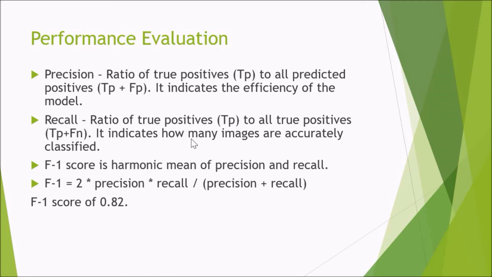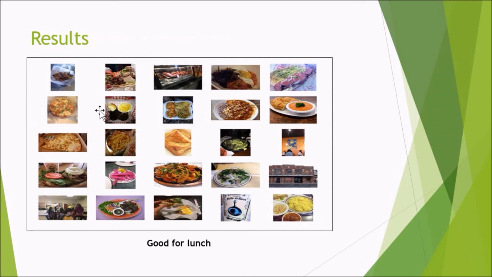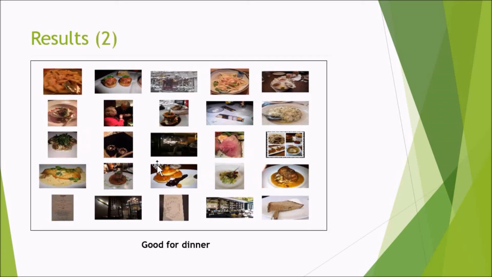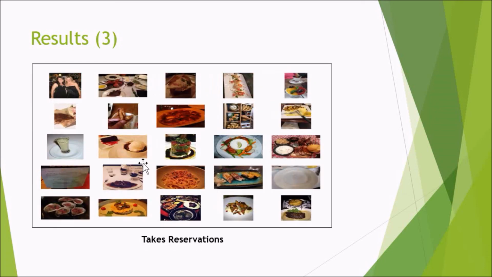For this particular competition, submission was graded based on F1 score. F1 score is the harmonic mean of precision and recall. F1 score mathematically is defined as 2 times precision times recall upon precision plus recall. The F1 score for the model developed in this project was found to be 0.82. The sample outputs of the developed model are shown in the following slides. As seen from the images, there are some misclassifications as the model is not perfect. This shows images of restaurants that are good for lunch. This particular slide shows images that are good for dinner. And this particular slide shows images of restaurants that take reservations.